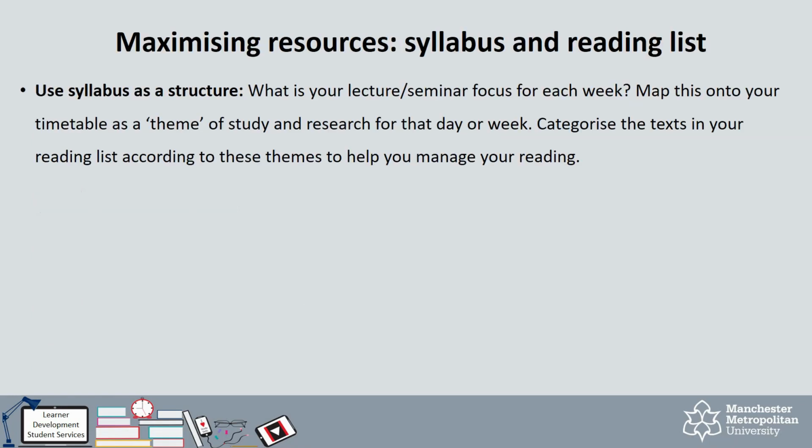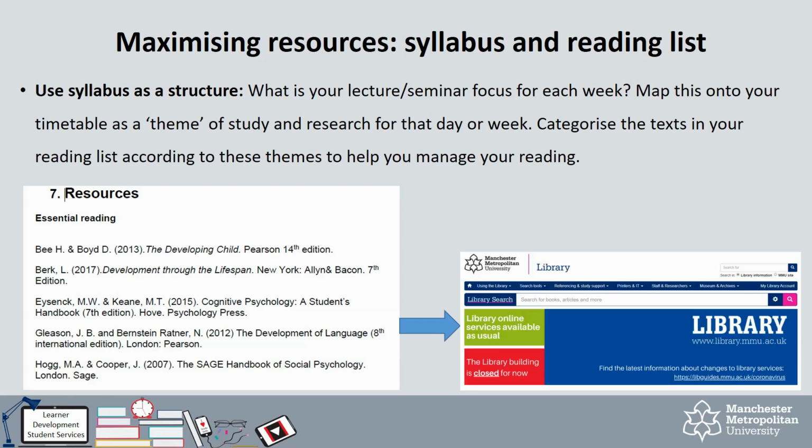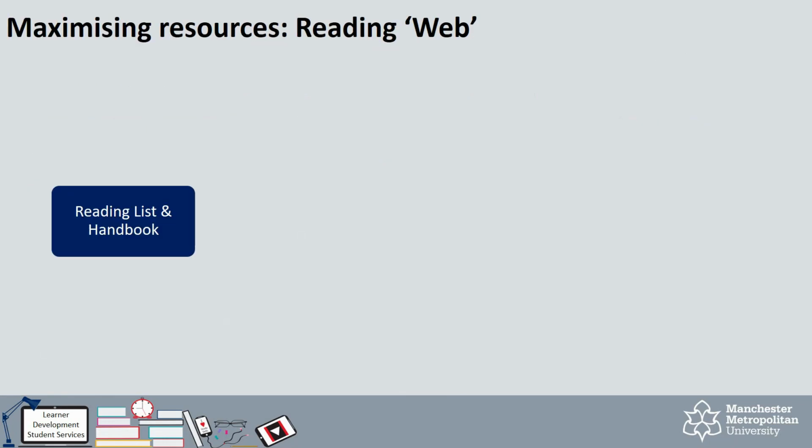Other resources you should exploit to your advantage are your syllabus and your reading list. Take a detailed look at all of your reading lists and see if any of the titles might be especially useful to the way you want to write your essay. Don't forget to use library search to find the information on your reading list, additional resources, and extra reading. Now, we will look at a reading web.